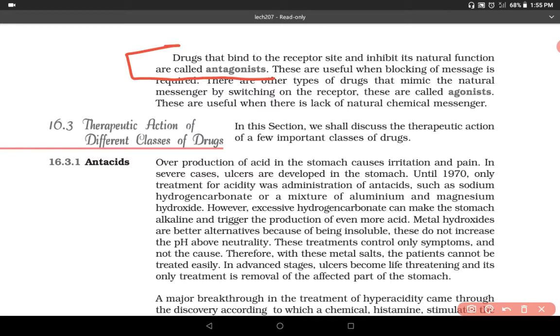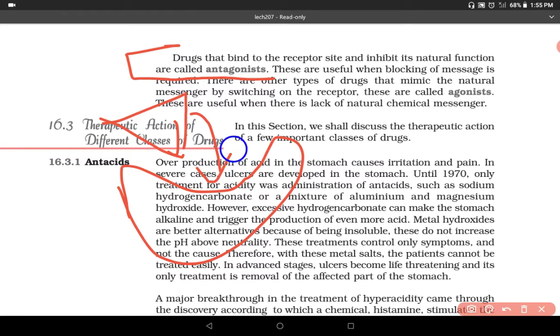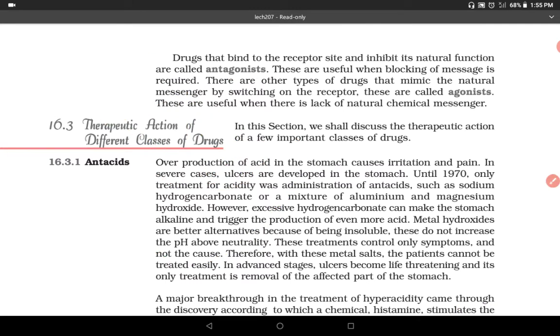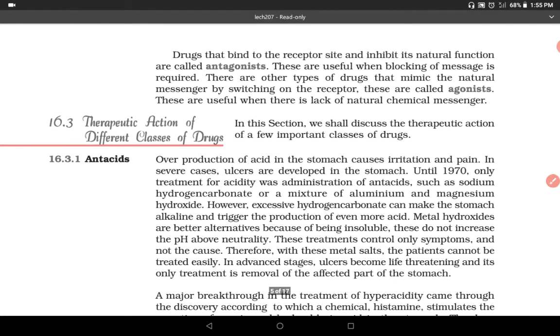Remember one thing. There is a receptor present. This is the drug. If you remember this, it is useful. The definition is very easy. The drugs that bind to the receptor and inhibit its natural function are called antagonists. These are useful when blocking of message is required.